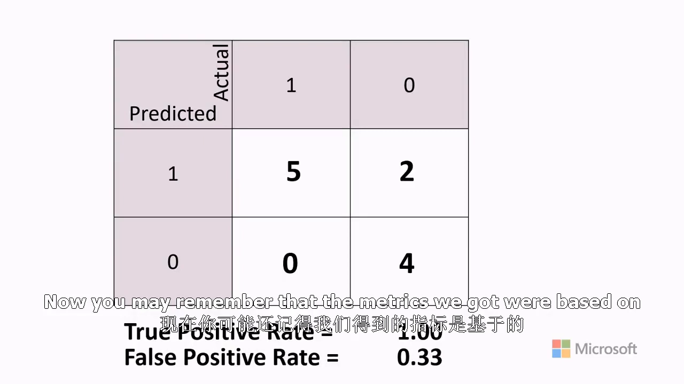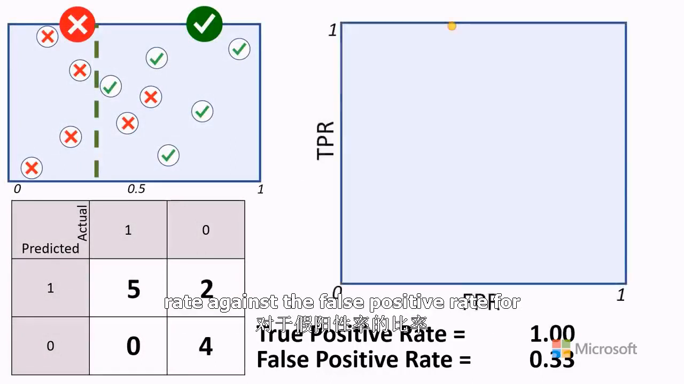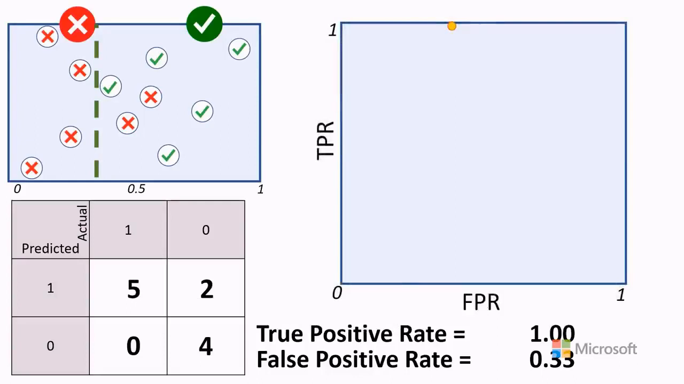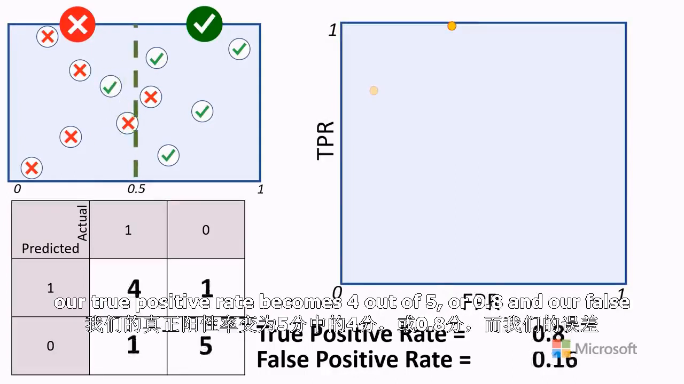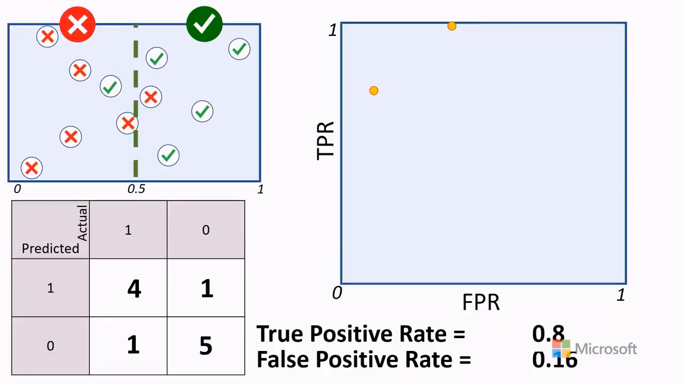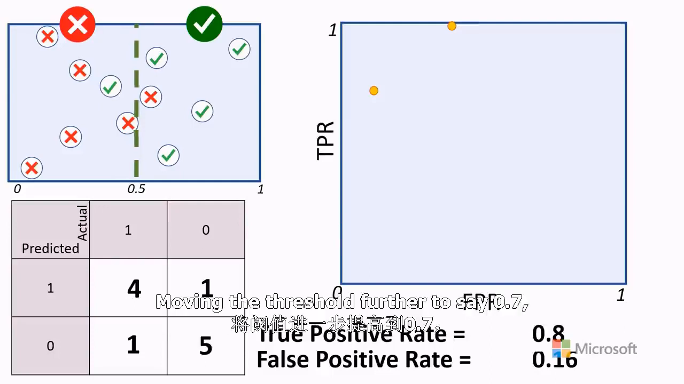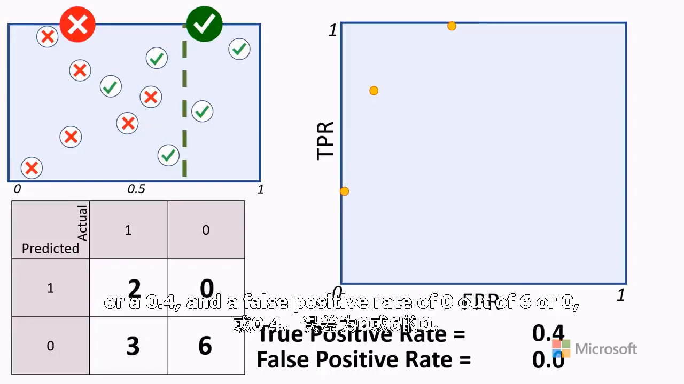Now you may remember that the metrics we got were based on a threshold of around 0.3. And we can plot the true positive rate against the false positive rate for that threshold like this. If we were to move the threshold back to 0.5, our true positive rate becomes 4 out of 5, or 0.8, and our false positive rate is now 1 out of 6, or 0.16, which we can plot here. Moving the threshold further to, say, 0.7 gives us a true positive rate of 2 out of 5, or 0.4, and a false positive rate of 0 out of 6, or 0.